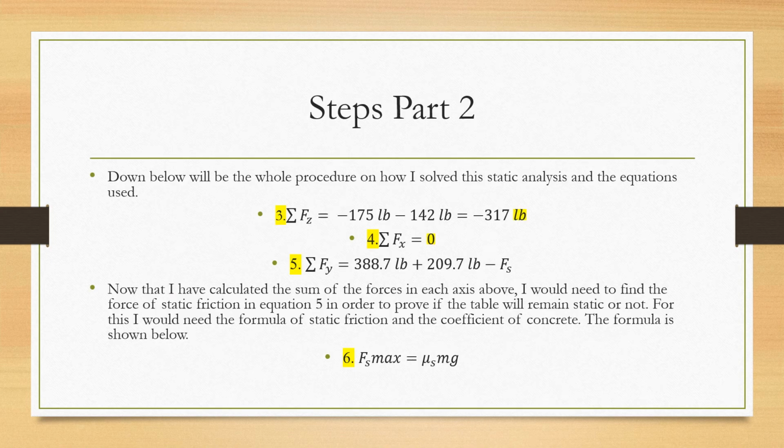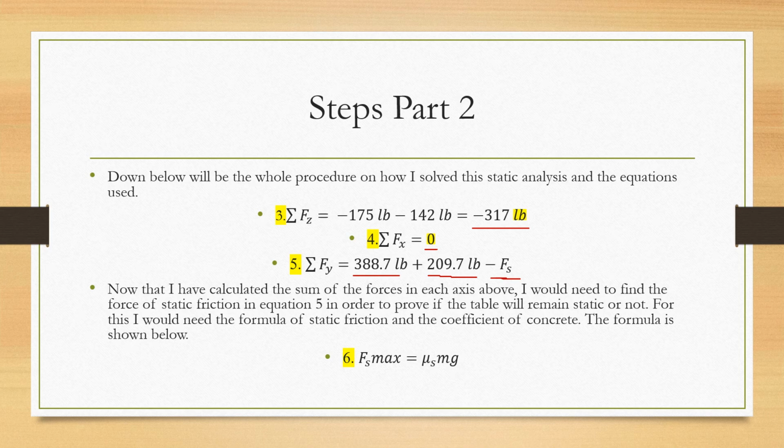So in order to solve, I did the sum of the forces in the z, which is basically the weight of the whole table going downwards. That's why we have a negative value of negative 317. There is no sum of the forces on the x. And for the sum of the forces on the y, I got the two wind loads applied to the structure minus the static friction.